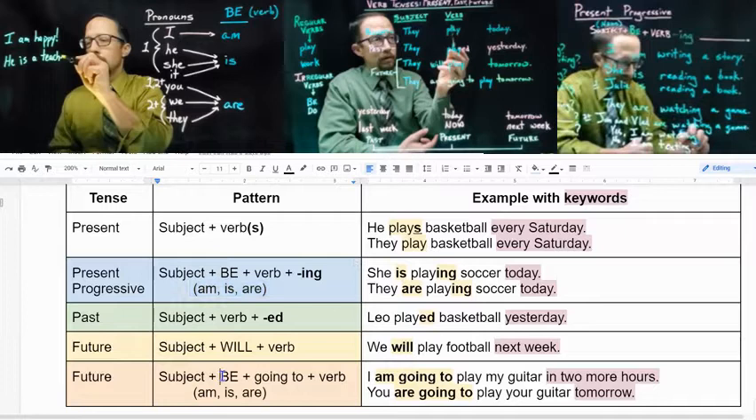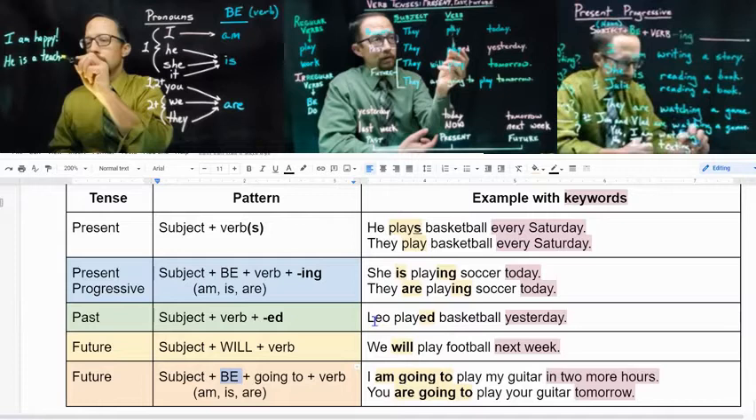Down here for future, the pattern is the same as am, is, and are. So here, she is playing. You would say she is going to play. It's the same. Okay? They are playing. You would say they are going to play. Just like here, they are playing.